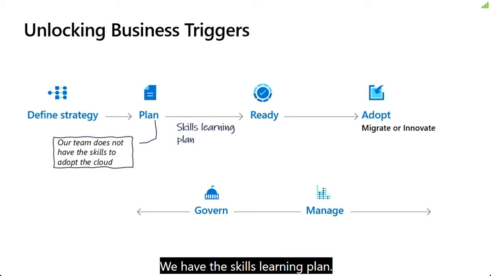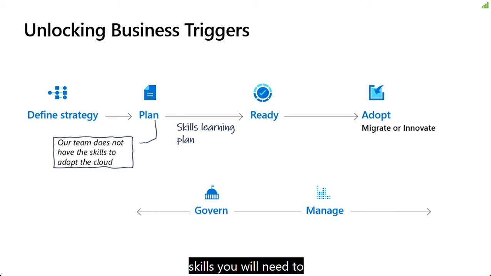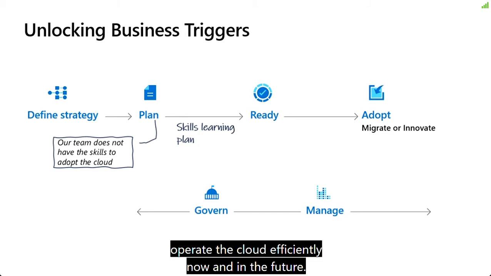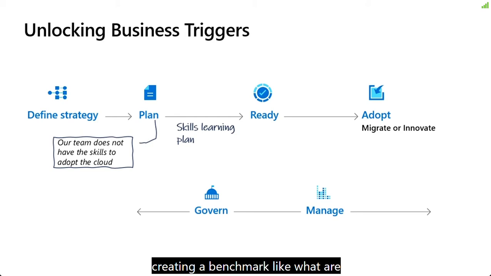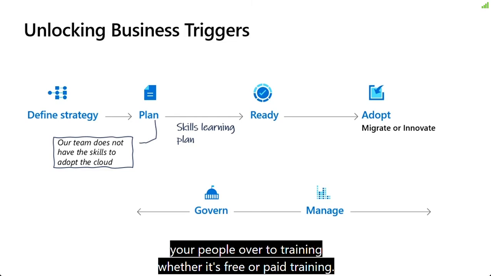We have a skills learning plan. Again, this is guidelines within the cloud adoption framework to help you determine what type of skills you will need to operate the cloud efficiently now and in the future. The initial part of the skills learning plan is, of course, creating a benchmark, like what are your current skills right now and what are the gaps, and identify those gaps and then slowly filling up those gaps by sending your people over to training, whether it's free or paid training.